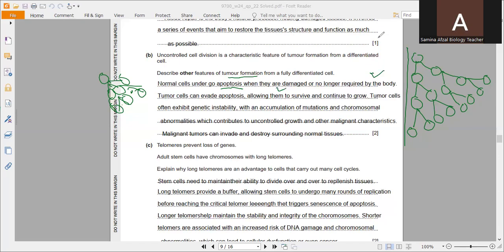Tumor cells often exhibit genetic instability with an accumulation of mutations. Mutations can occur and chromosomal abnormalities can occur. All these things contribute to uncontrolled growth and other malignant characteristics. Malignant tumors can invade and destroy surrounding normal tissues, and they can invade throughout the body. In this way, they have uncontrolled growth and other malignant characteristics due to the mutations inside.